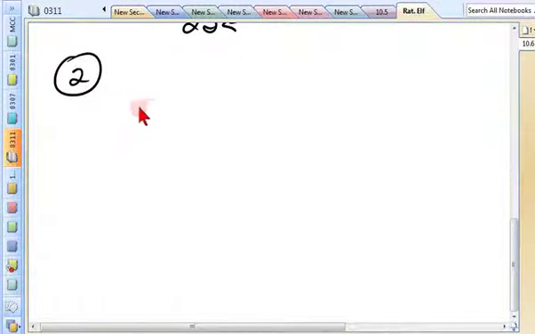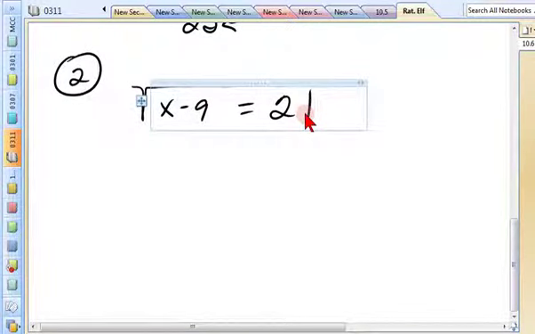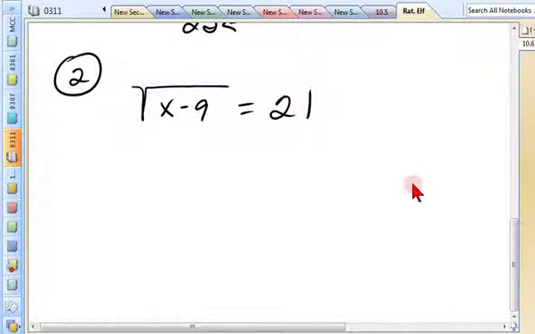Number 2. I have the square root of x minus 9 is equal to 21. All right, got my equation. Is the radical isolated? Yeah, it is.